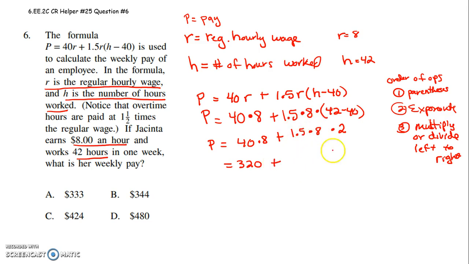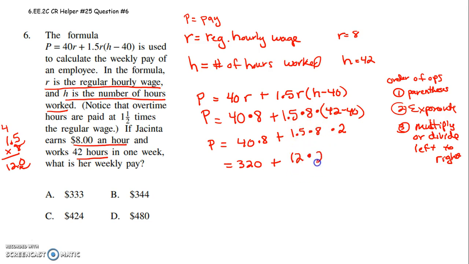Plus 1.5 times 8. You might have to work that off to the side. 1.5 times 8. 8 times 5 is 40. Put down a 0, carry 4. 8 times 1 is 8, and 4 more is 12. Move that decimal over 1. So 1.5 times 8 is 12. Oh, I guess that makes sense. 1 times 8 would be 8. And then 0.5 represents half. Half of 8 is 4. 8 and 4 is 12.